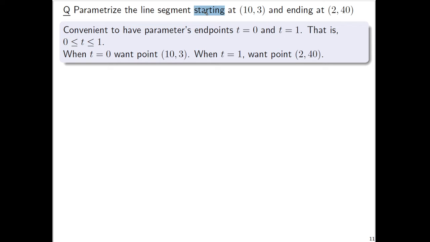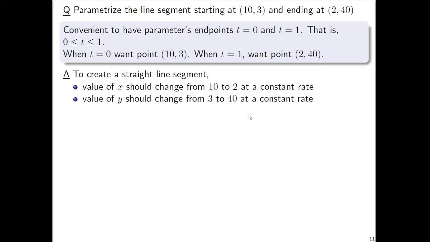Right? So if t starts at 0, then we want to get this point. So when plugging in 0 to the x formula, we need to get the number 10. And when plugging in 1 to the x formula, we need to get the number 2. When plugging in 0 into the y formula, we need to get a 3. When plugging in 1 into the y formula, we've got to get the number 40.